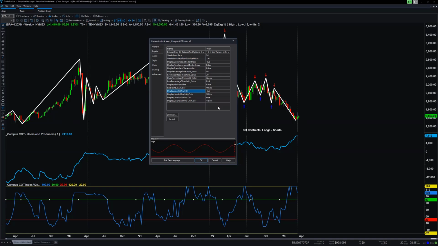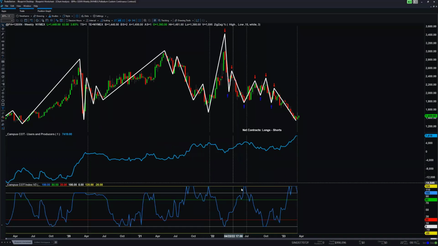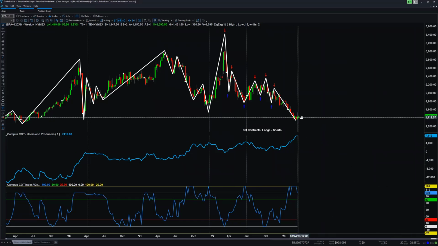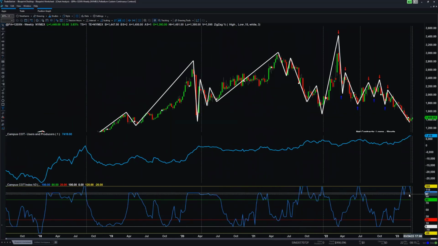So if I'm going to put a true here, then you can see that white line, that's now the 100 and the 0 line. And whenever the commercials go above the 100, then it means, hey, we're now at a 3-year extreme. Okay, so I just have the yellow in, because if I have the yellow in, it's basically telling me the same as the white one. And for me, visually, it just works better that way.